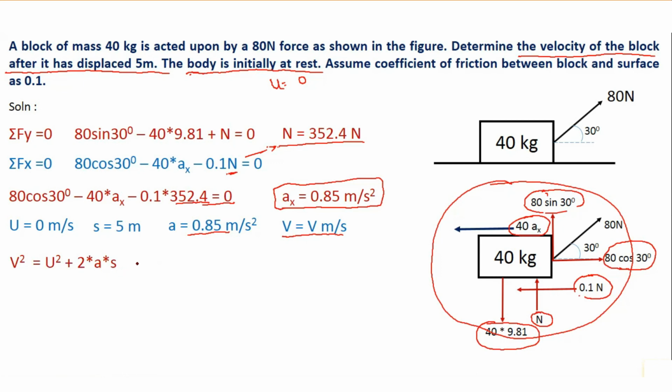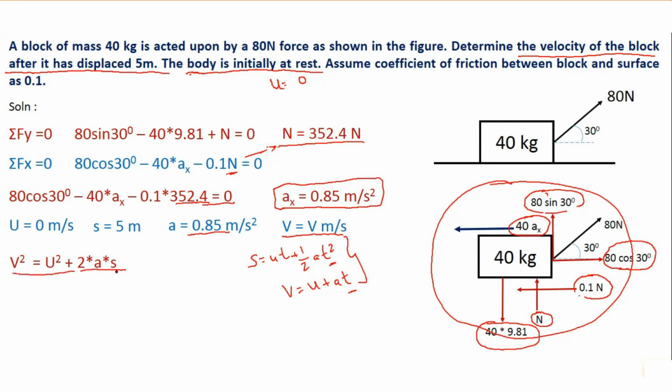Now why I am using this? Because the other two equations, which are s is equal to ut plus half at square or v is equal to u plus at, both these equations have time in them and we don't have time, hence I am preferring this equation to get my answer.